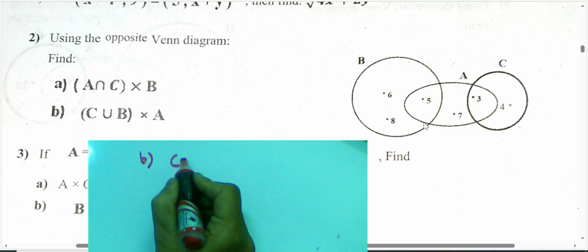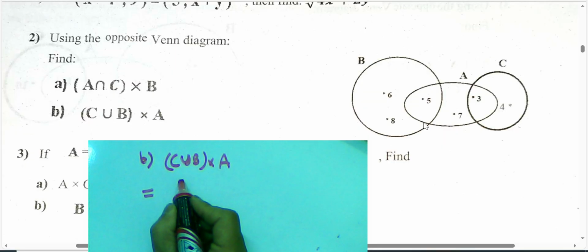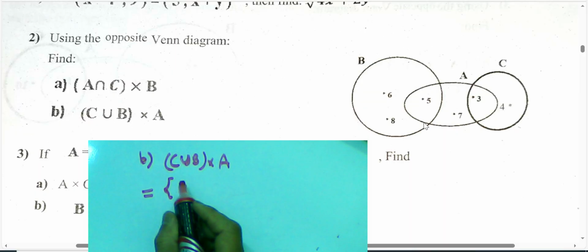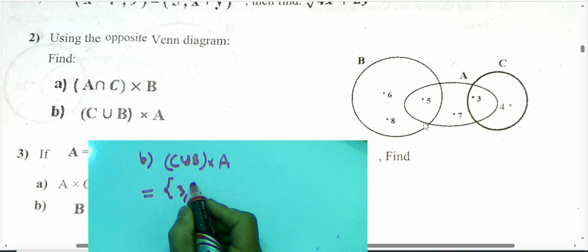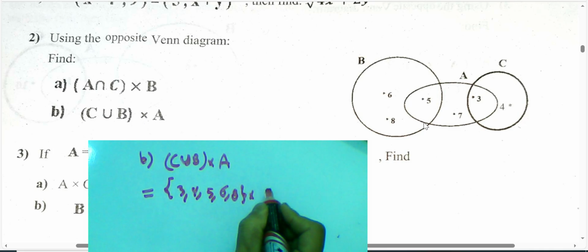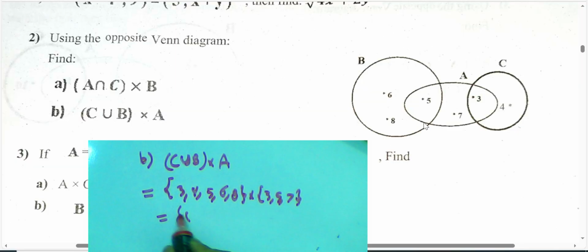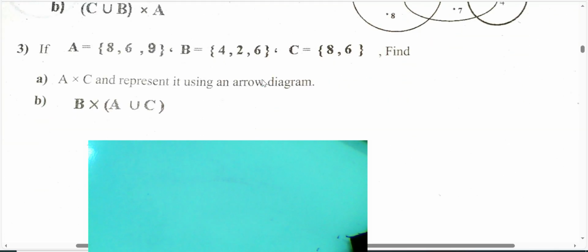Letter B, we have C union B Cartesian product with A. C union B, we can write the elements of C and B here. C was 3 and 4 and B was 5, 6, 8. Cartesian product with A, which was 3, 5, 7. You can complete it, find the ordered pairs: 3 with 3, 3 with 5, 3 with 7, and so on. You can complete and use the distributive property to find all ordered pairs.